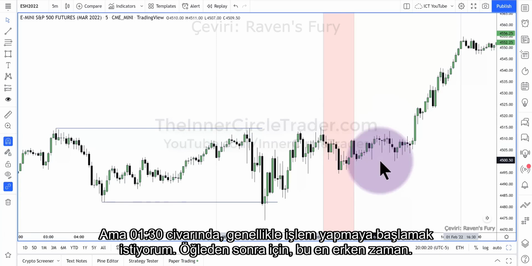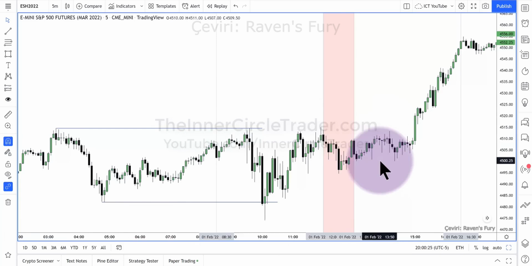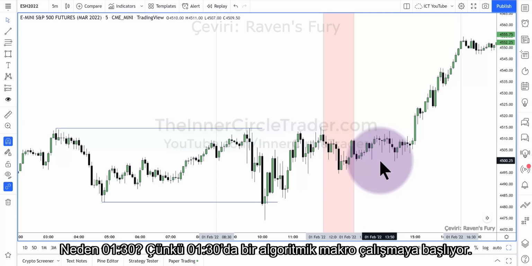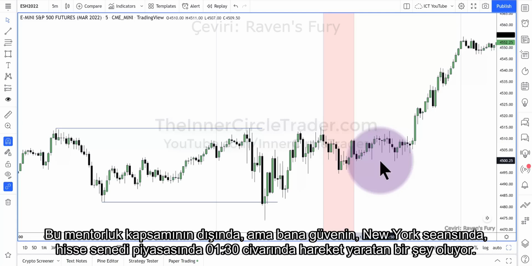But at 1:30, that's usually when I'm wanting to start trading in the afternoon. That's the earliest. But I'm preferably looking for a swing high and swing low to form at 1:30. Why 1:30? Because there's an algorithm macro that starts running at 1:30. That's beyond the scope of this mentorship, but just trust me, there is something going on that creates movement at 1:30 in the New York session, in the equity market.